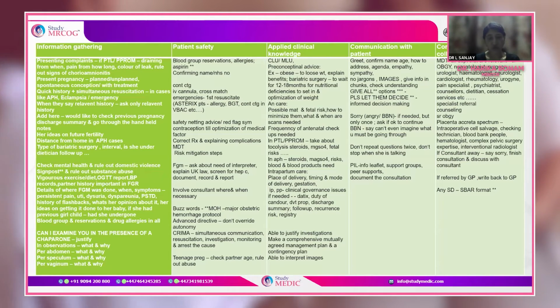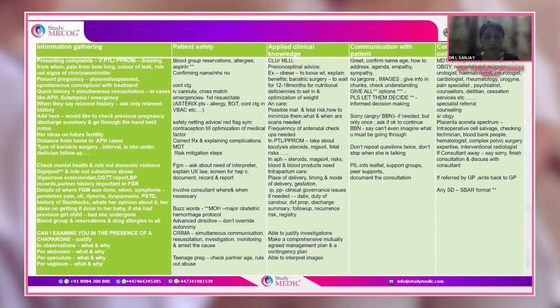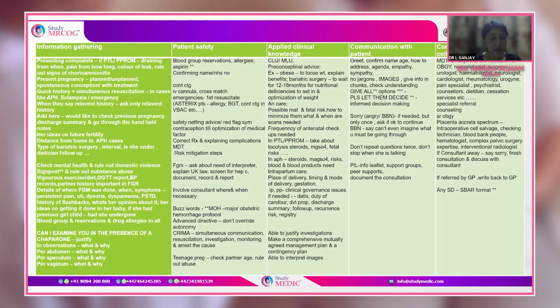And this word CRIMA is not a buzzword. It is a word to remember in case of any emergencies. You have to use these things: you will do simultaneous communication, resuscitation, investigations, monitoring, and arrest the cause.